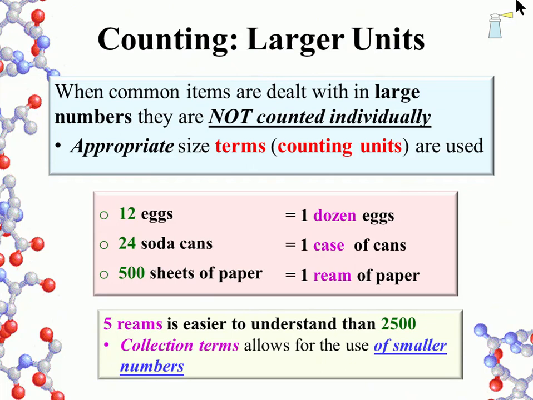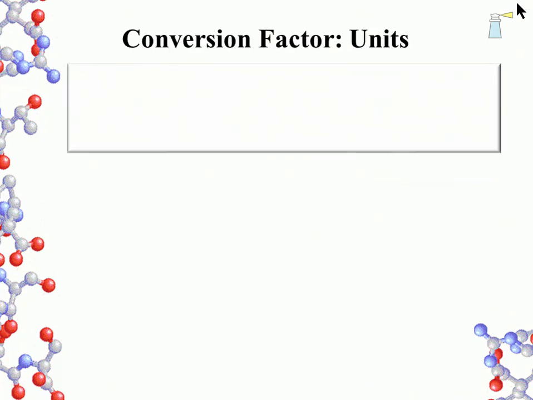People feel more comfortable with numbers that they intuitively understand. We like our numbers to be between 1 and 10. Few people have an intuitive understanding of 2,500. Most first graders have mastered the number 5. We will return to these counting units in a moment, but first a review of conversion factors.